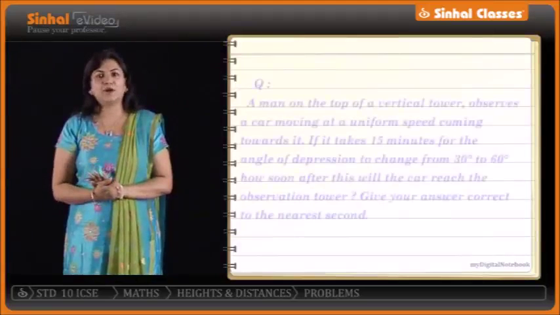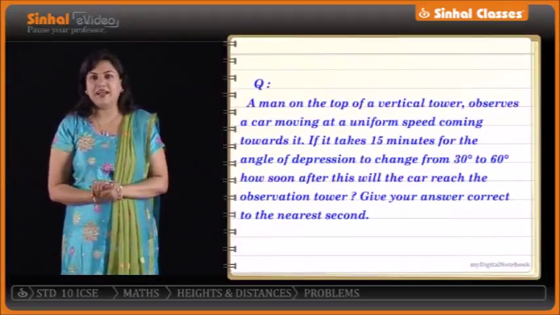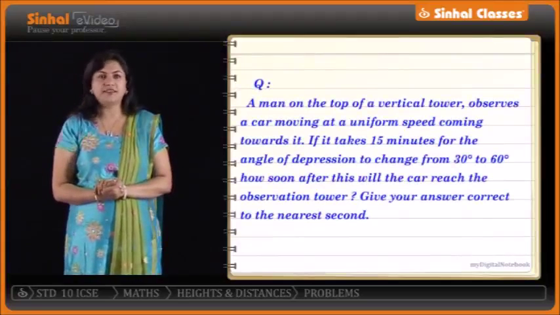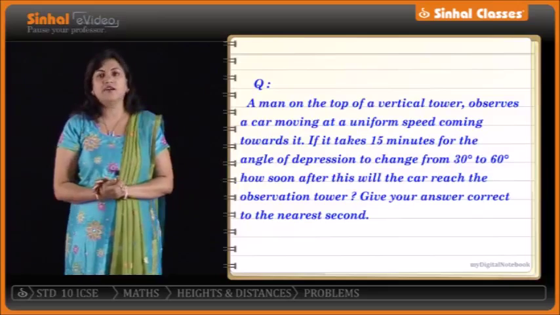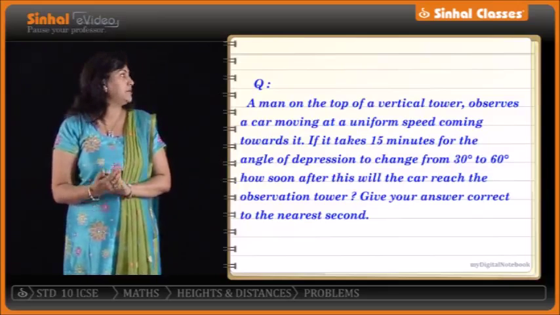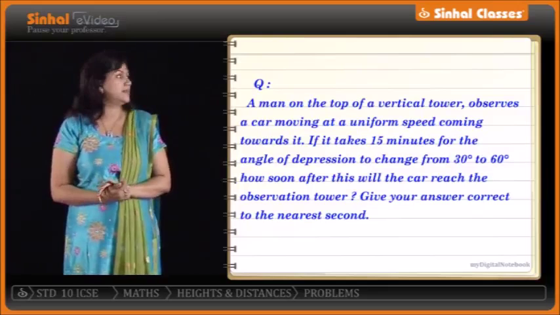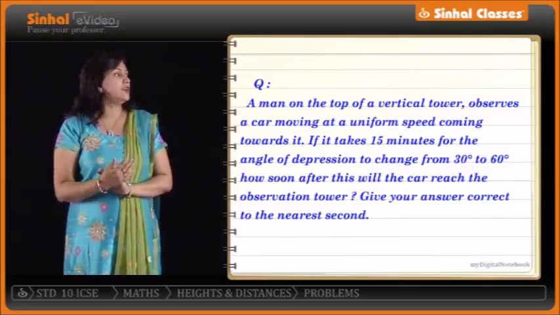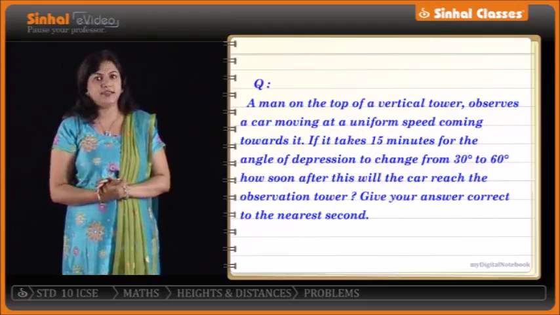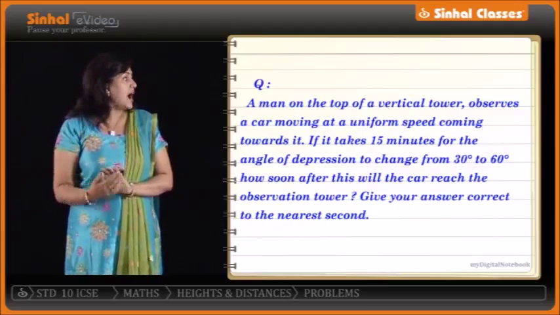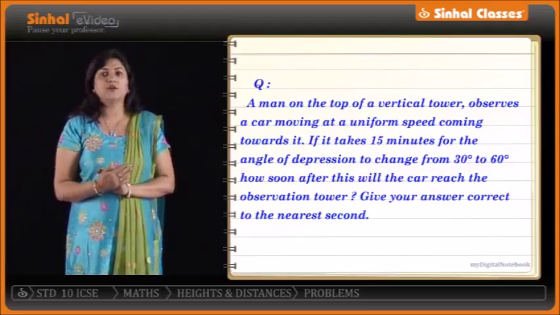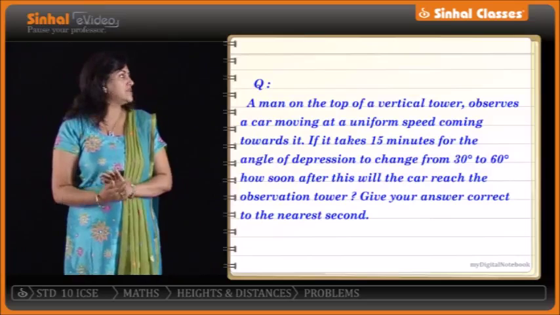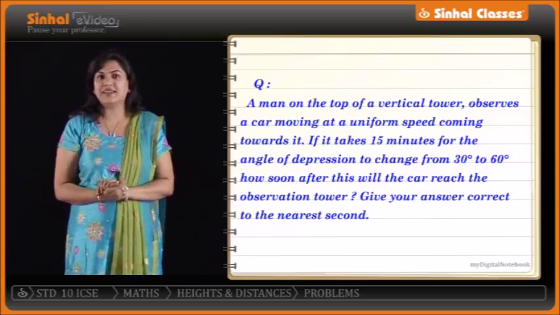Now we have the next problem with a car and a man. The problem is, a man on the top of a vertical tower observes a car moving at a uniform speed coming towards it. If it takes 15 minutes for the angle of depression to change from 30 degrees to 60 degrees, how soon after this will the car reach the observation tower? Give your answer correct to the nearest second.